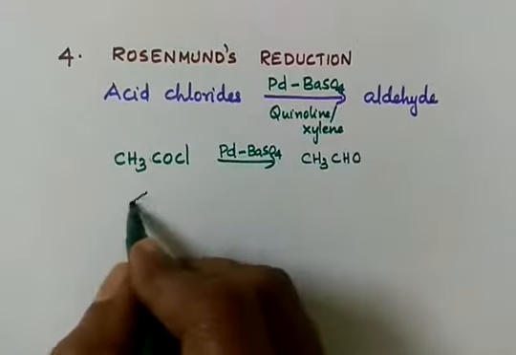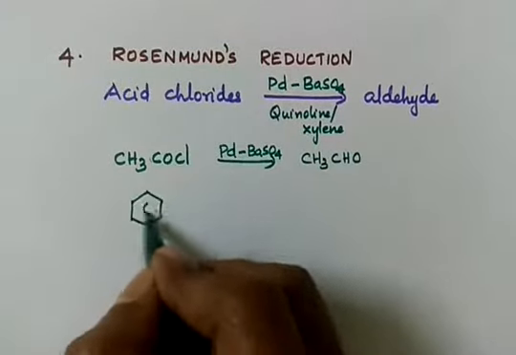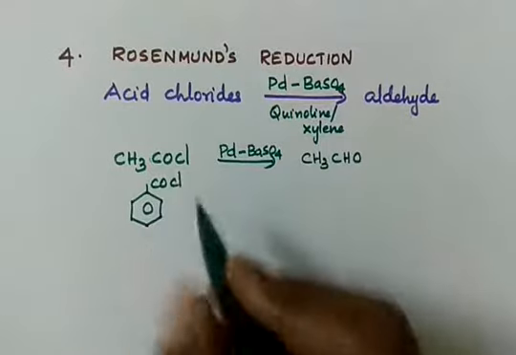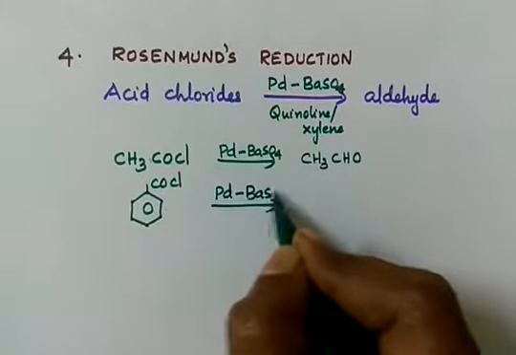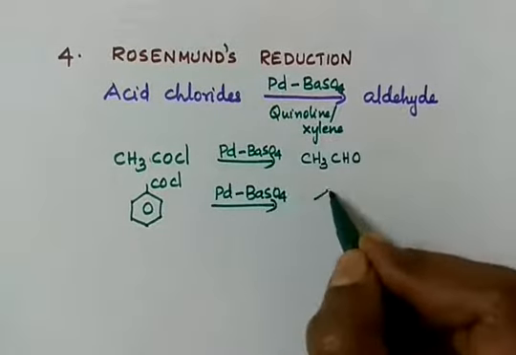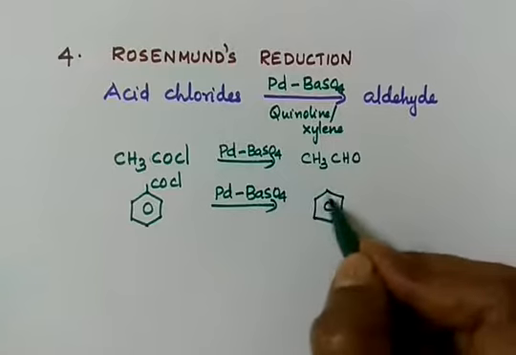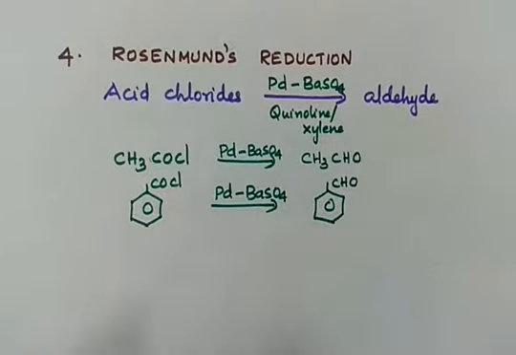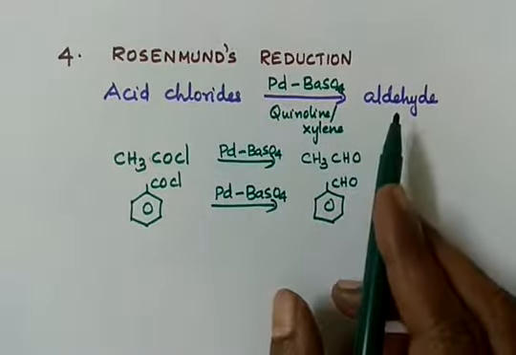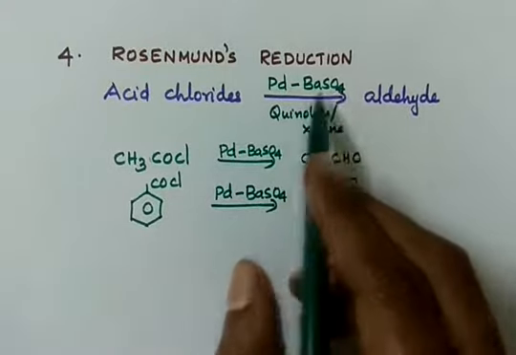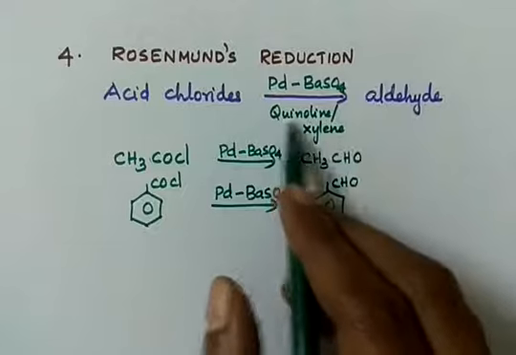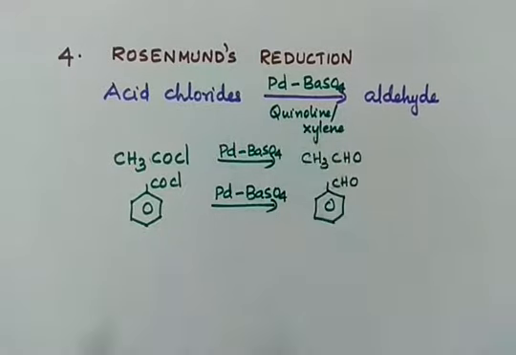CH3CHO. Another one, benzoyl chloride, C6H5COCl, on reduction with palladium and barium sulfate, will give benzaldehyde. So acid chlorides are converted to aldehydes in the presence of palladium and barium sulfate as catalyst, which is poisoned with quinoline or xylene. This reduction reaction is called Rosenmund's reduction reaction.